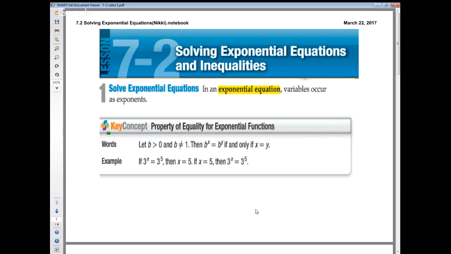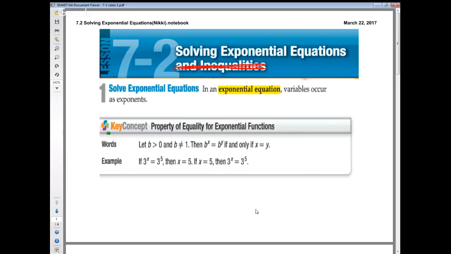And our first video will be covering solving exponential equations and inequalities. But actually, we're going to cross out inequalities. We're going to just cover solving exponential equations for now. So first, let's start off with what exactly is an exponential equation.